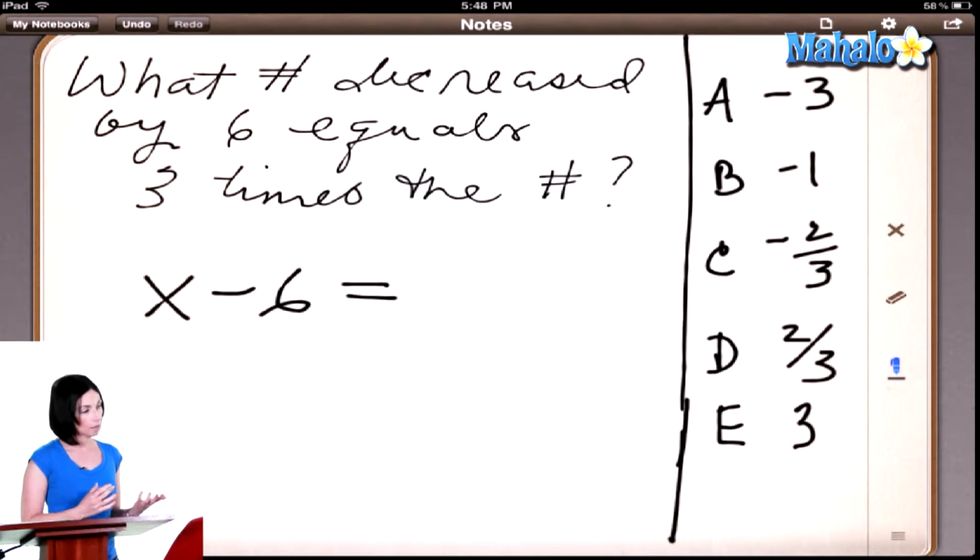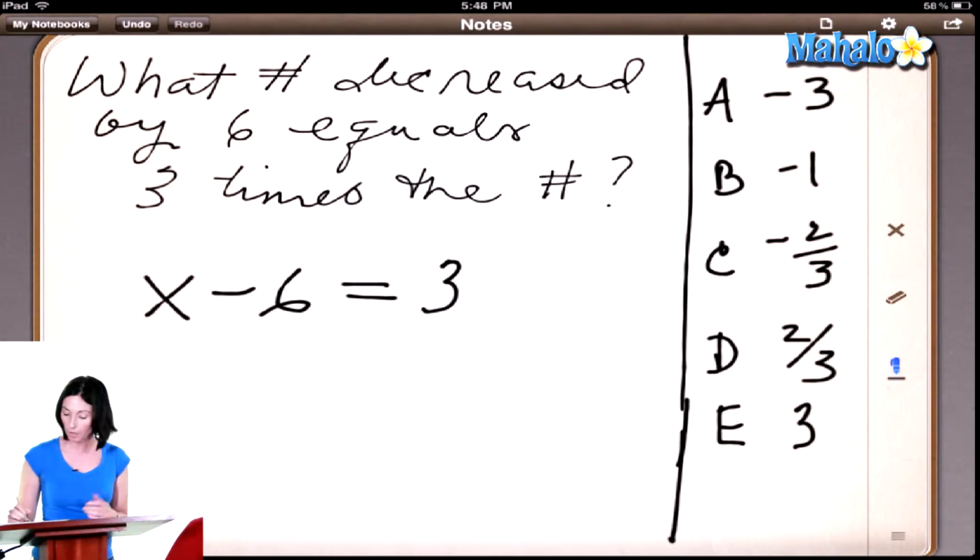3 times the number. So what do I get then on the other side of the equation? 3 times what? X, the number we don't know. So we can take that sentence, what number decreased by 6 equals 3 times the number, and turn it into an equation. Then you have the equation x minus 6 equals 3x.